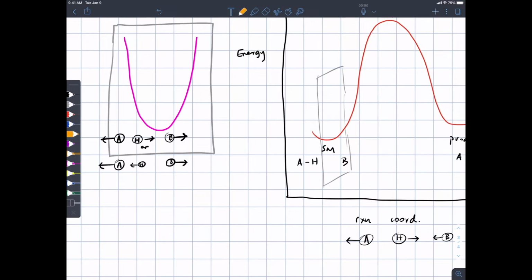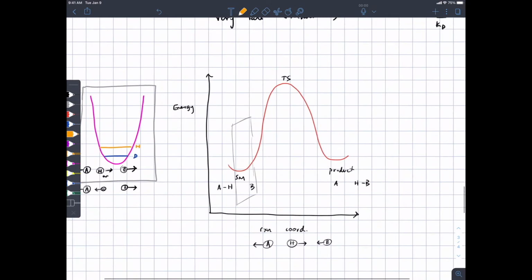And so here we have the 0 point energy for deuterium, here we have the 0 point energy for hydrogen. Now, let's imagine in the transition state that rather than look product-like or starting material-like, hydrogen is basically evenly shared between A and B.